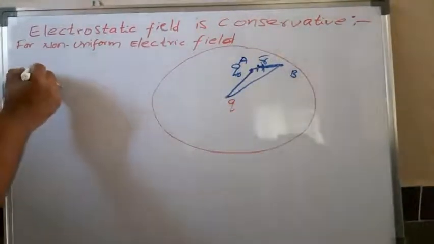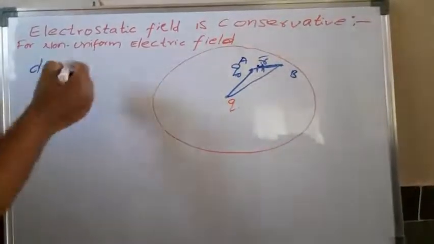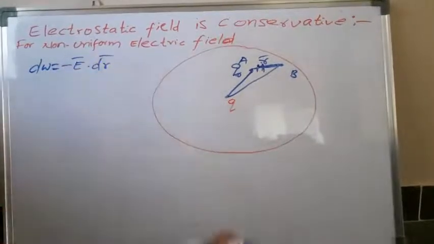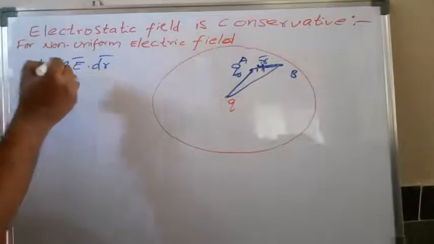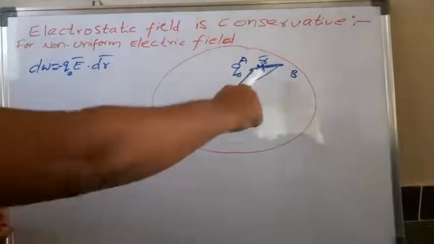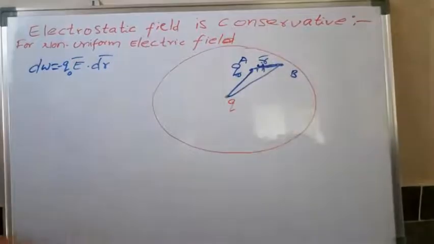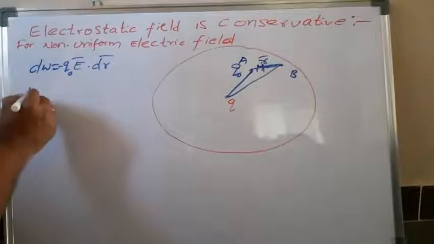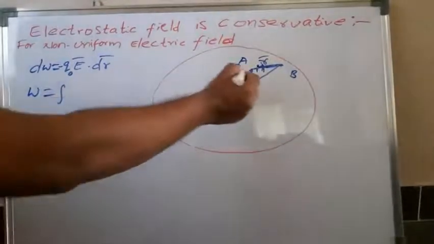That gives dW equals negative q naught times E dot dr, which is the work done to move the q naught charge over this infinitesimal displacement. To get the entire distance, we integrate it over the line from A to B.